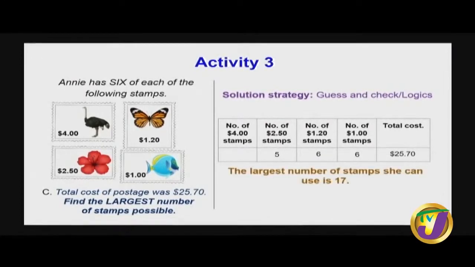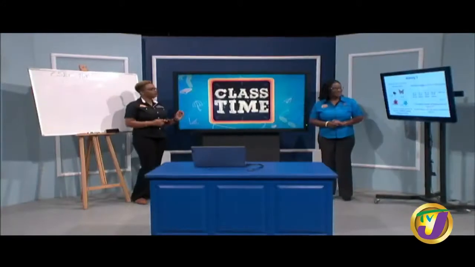So how many stamps is that now? That's 17 stamps. So that's the largest number of stamps that she could use. Let's break down the combination. That's 5 $2.50 stamps, 6 $1.20 stamps, and 6 $1 stamps. There you go. Package posted.